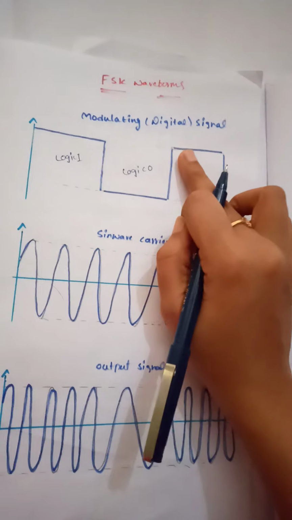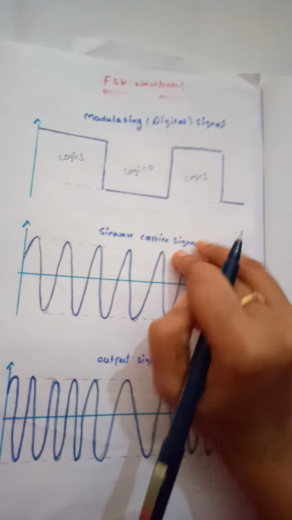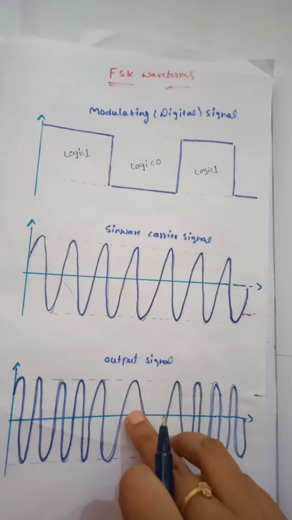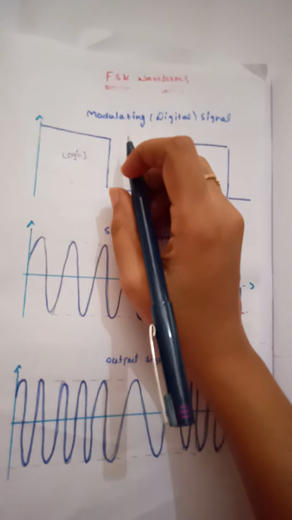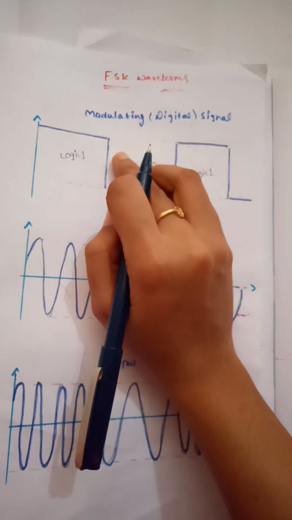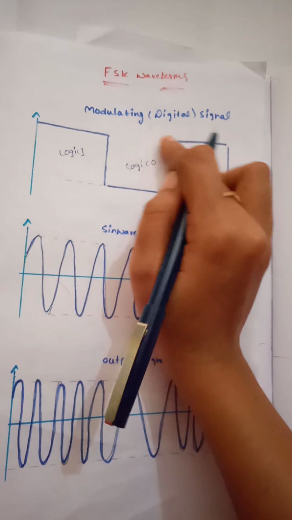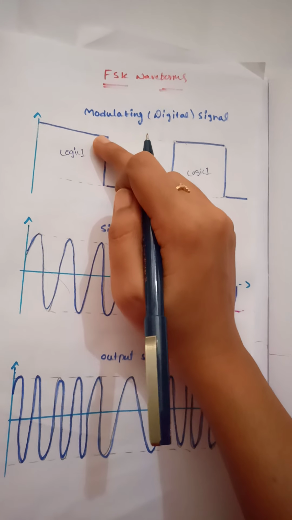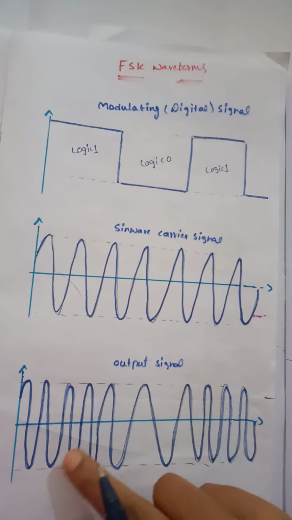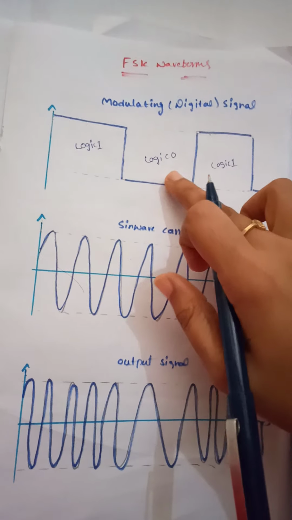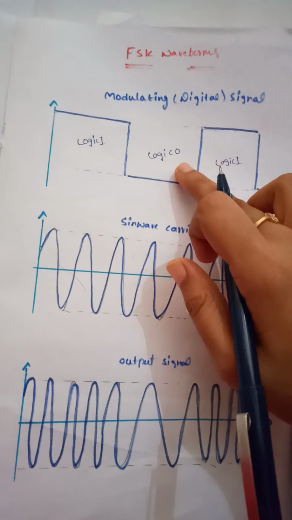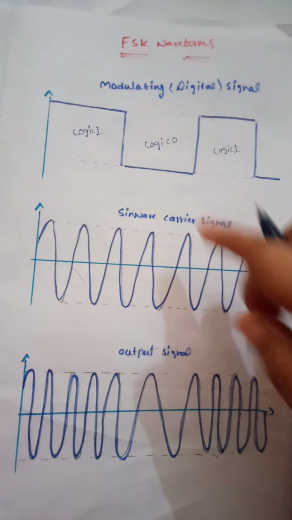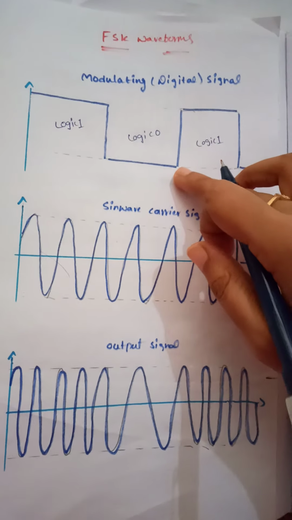This is the modulating signal, a square wave. This is the carrier signal, a sine wave. This is the output of the frequency shift keying. Whenever the pulse is high, the wave does not change here. In case of logic 0, the output signal changes in accordance with the digital signal changes.